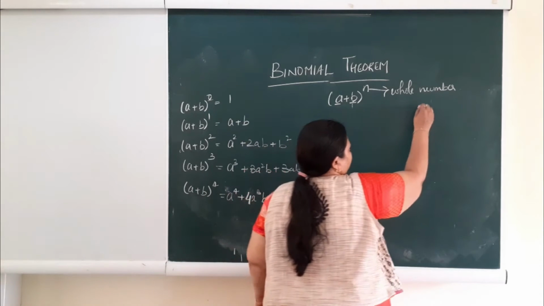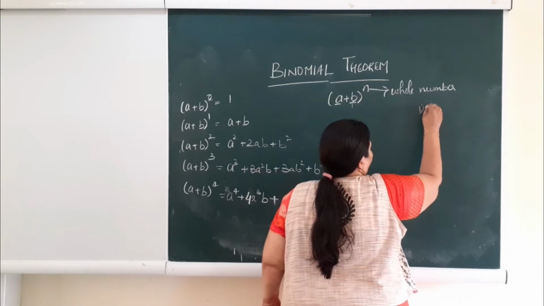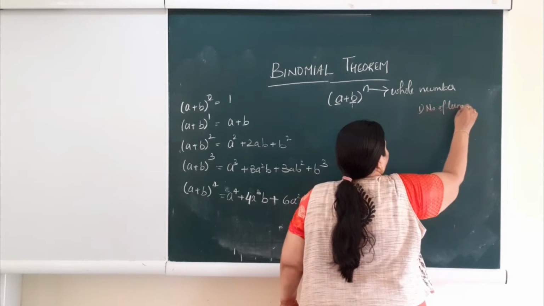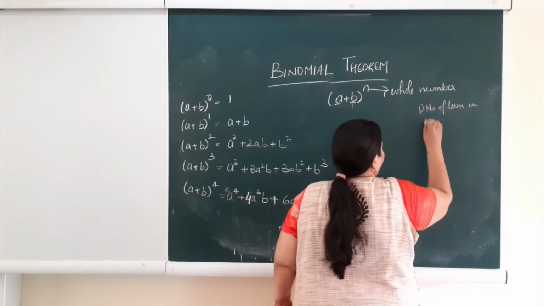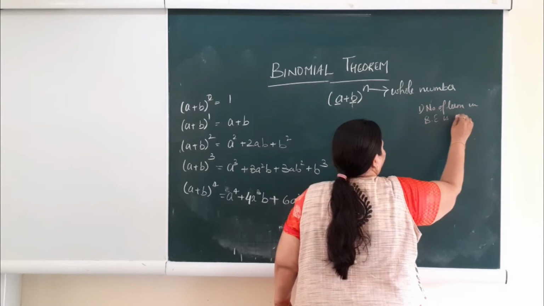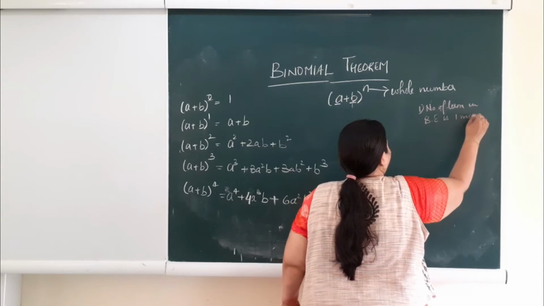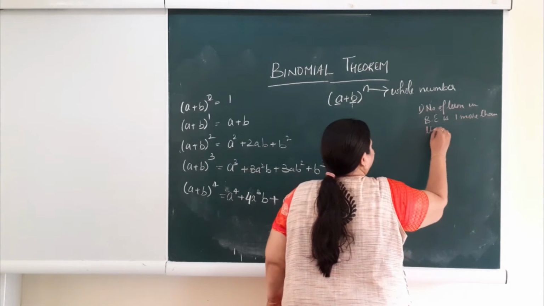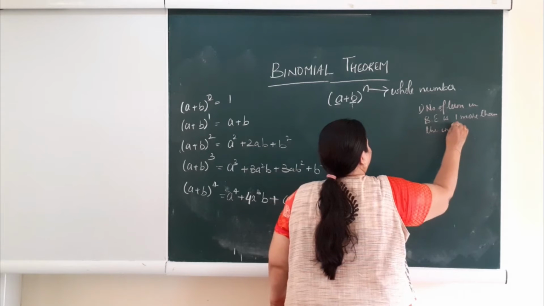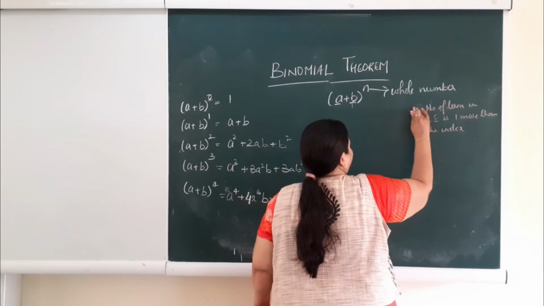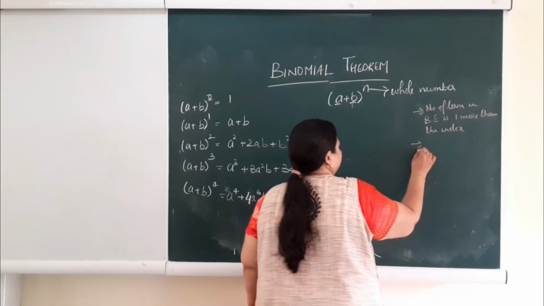So we'll summarize here: the number of terms in a binomial expansion is 1 more than the index. This is one important derivation that we have seen.